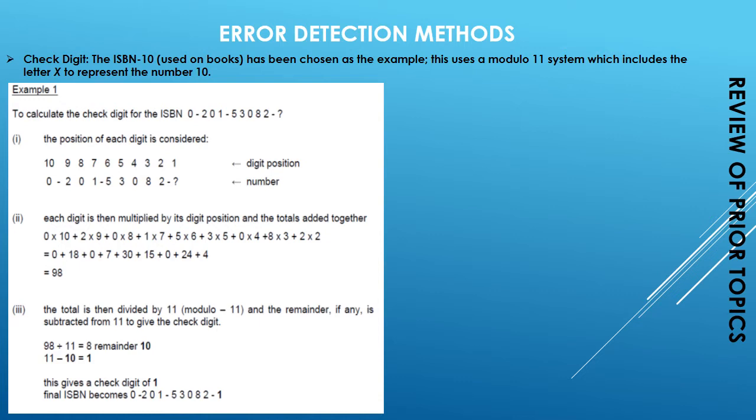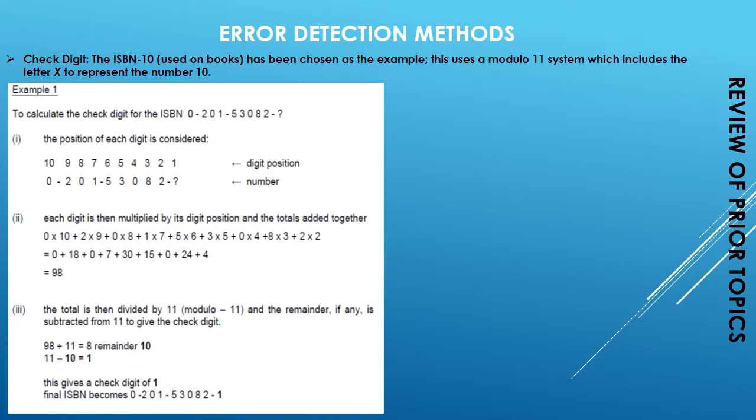When we divide 98 by 11, we get 8 as the quotient, which is of no use right now. So we need to look at the remainder. Remainder is 10. Now we are going to subtract that 10 from 11 and we get 1 here. So this gives a check digit of 1. So the final ISBN number becomes 0201530821.